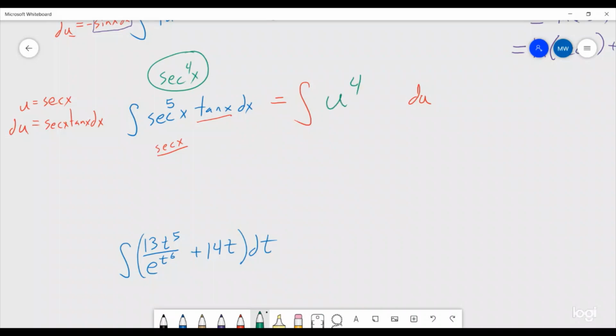This is something we can do. So this is going to be u to the 5th over 5 plus c. We can replace the u with secant. So this is secant x to the 5th over 5 plus c. That is how we would do this problem.